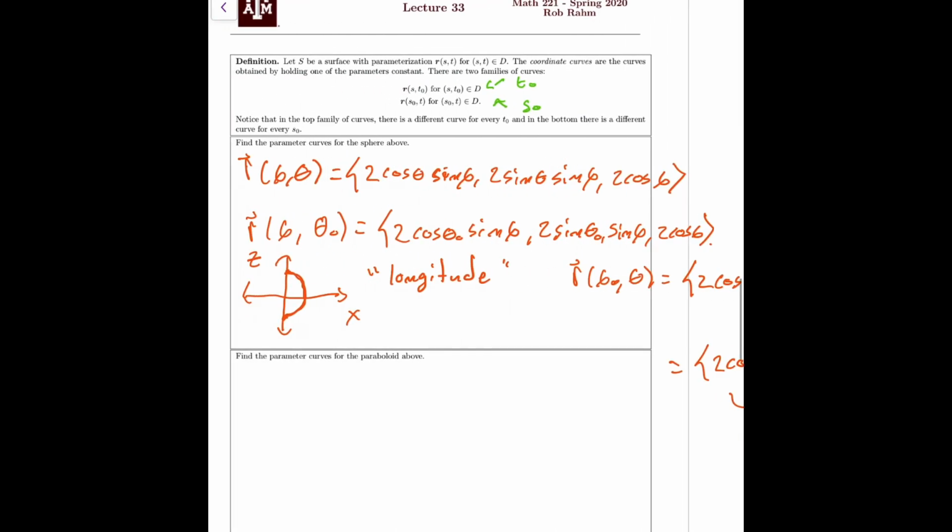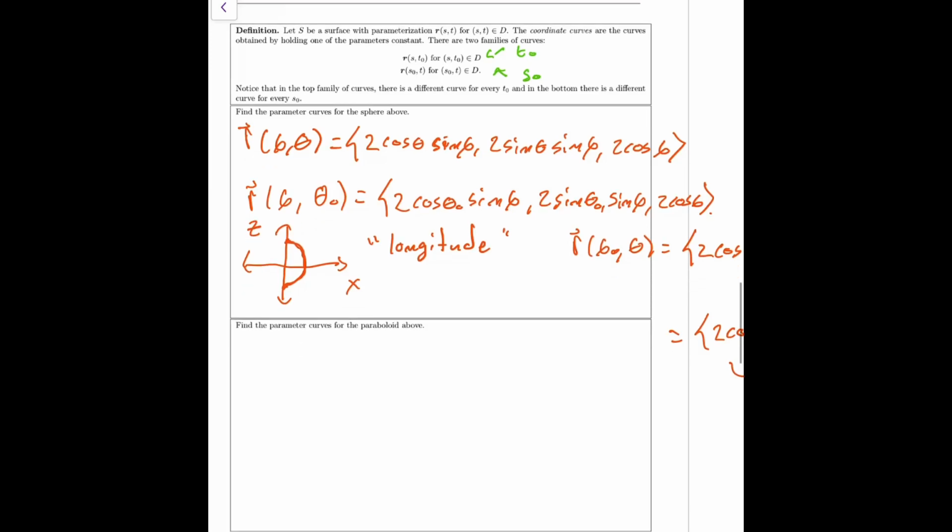Okay, so coordinate curves on a sphere are going to be longitude lines if you hold theta constant, and they're going to be latitude lines if you hold phi constant.